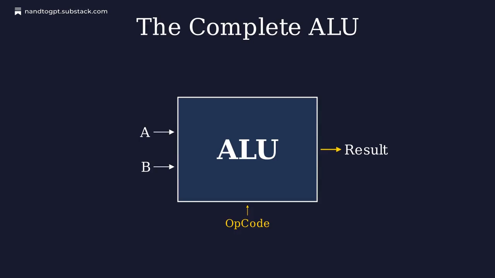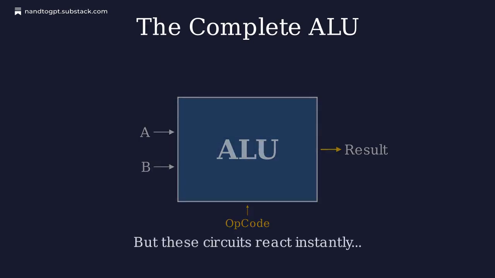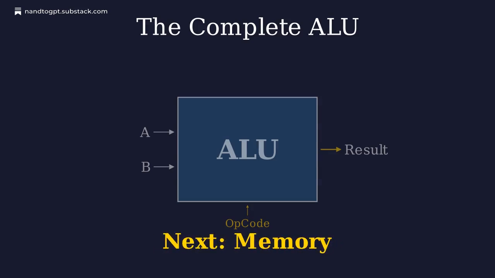But there's something these circuits can't do. They react to their inputs instantly. The moment the inputs change, the output changes. But what if we want to save a result? What if we need to remember something? Right now we can't. Next time we'll fix that. We'll build circuits that remember.